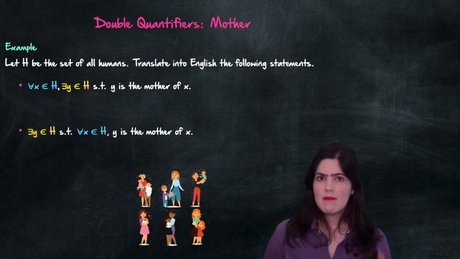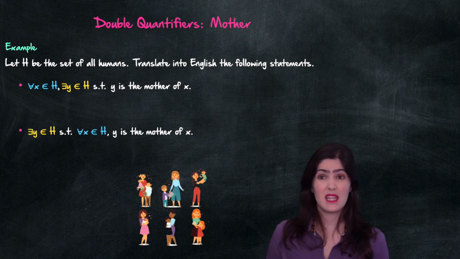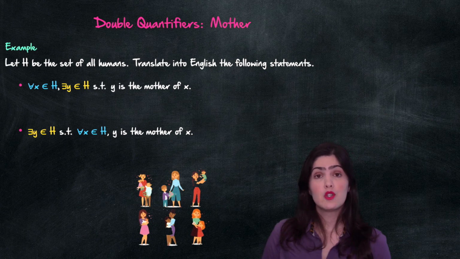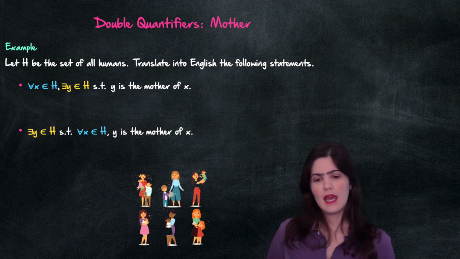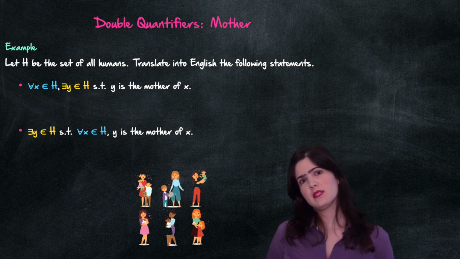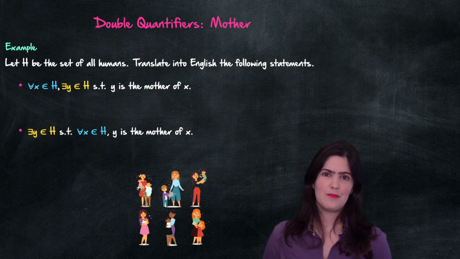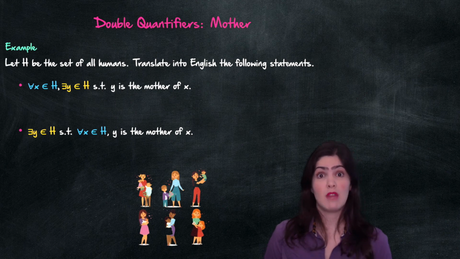So, when I'm saying translate into English, I mean translate it into plain everyday English, just like the language you would use to talk to your friends or to talk to your grandma. I do not want you to write a robot translation. So something like, for every human X, there exists a human Y such that Y is the mother of X. That is not allowed. You have to write it, as I said, in everyday plain English.